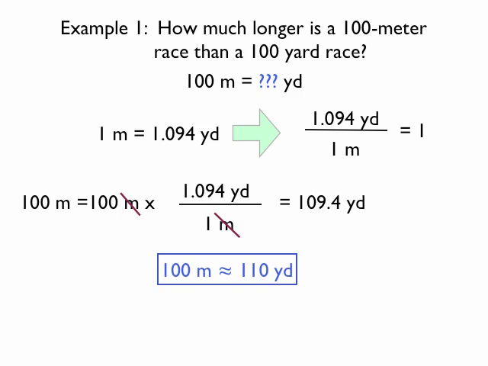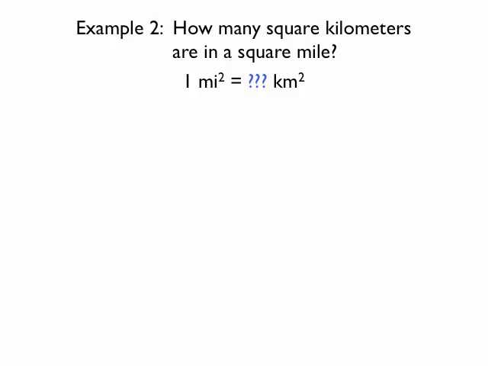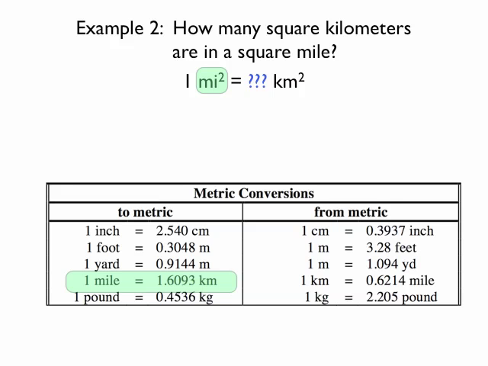For example 2, note that in the Midwest and many other parts of the United States, roads divide counties into square miles. Let's see how many square kilometers are in a square mile. We'll need to multiply 1 square mile by a conversion that has square miles in the denominator so that square miles will cancel and leave us with an answer in square kilometers. Our table shows that 1 mile is equal to 1.6093 kilometers, so we write that here.